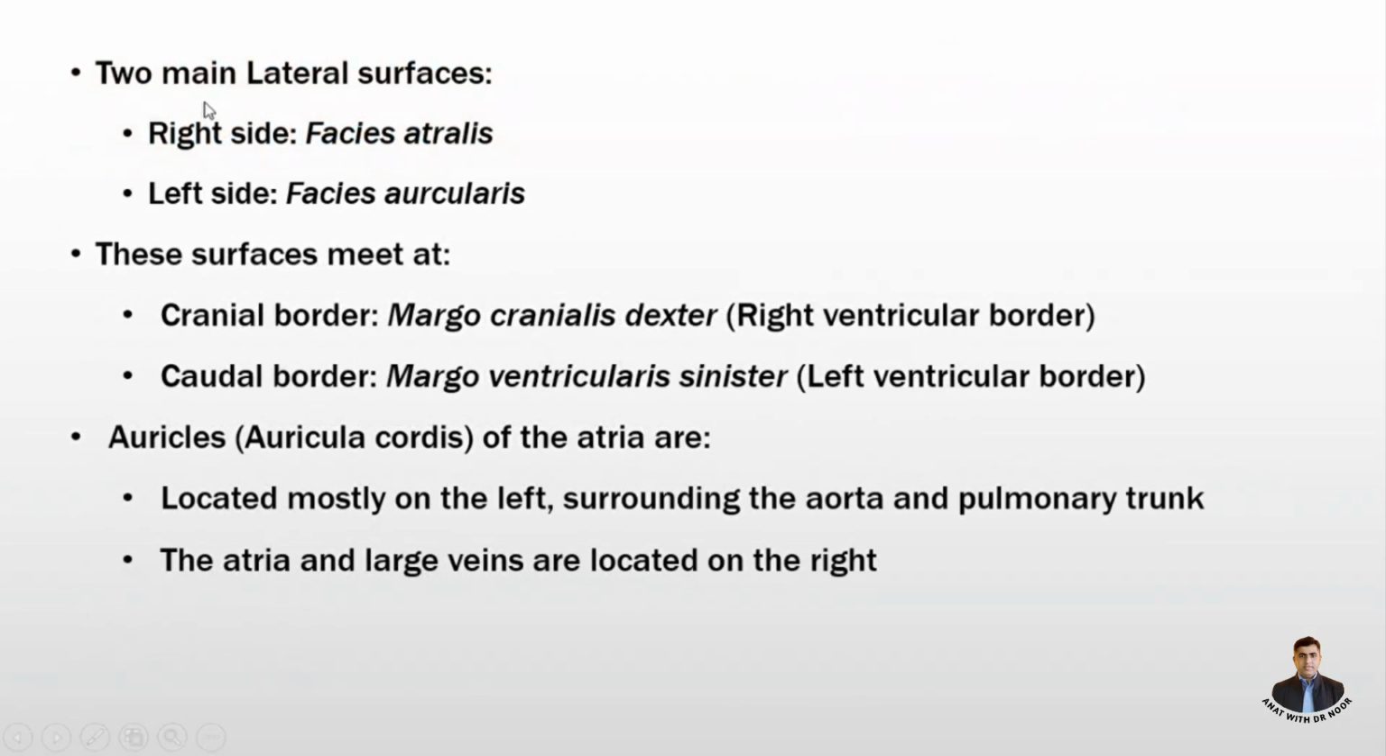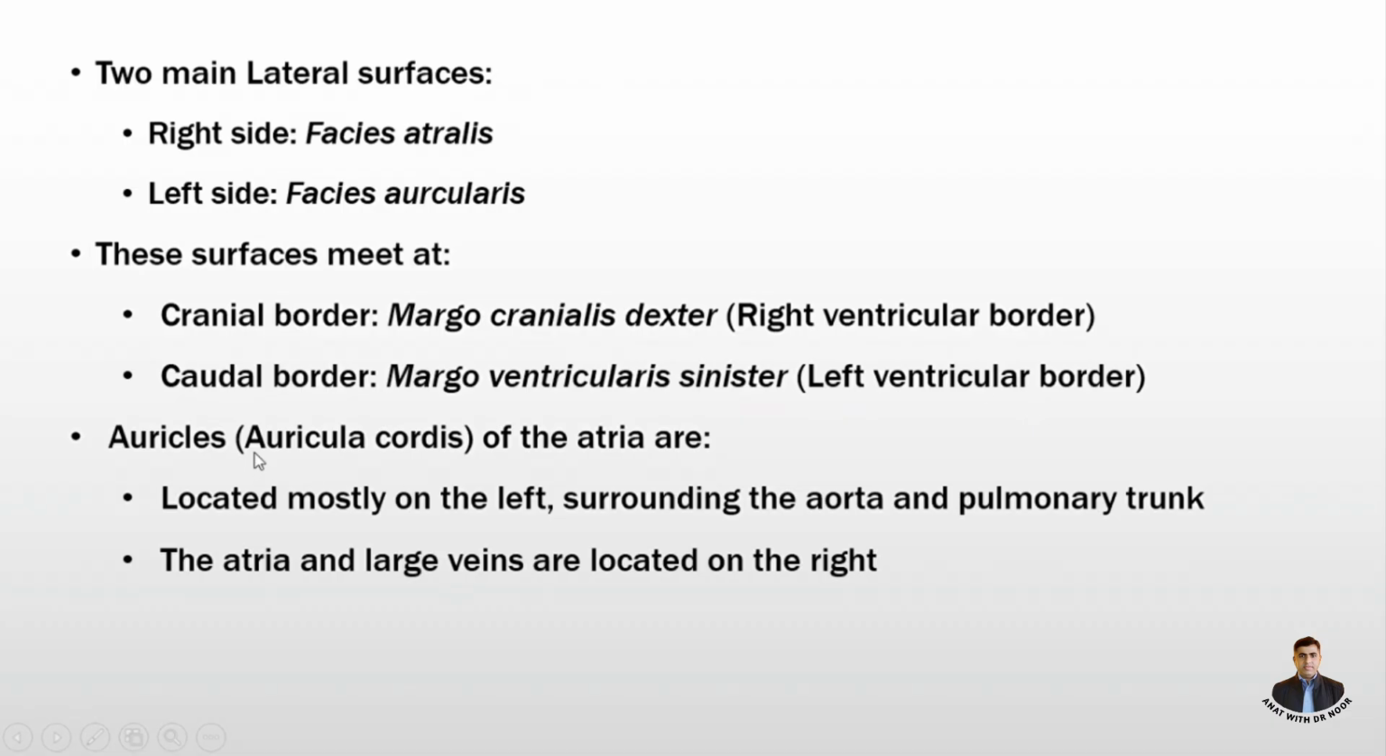There are two main lateral surfaces of the heart, the right side and the left side. The right side faces the atria, the left side faces the auricles. These surfaces meet at the cranial border and caudal border. Cranial border, margo cranialis dexter, right ventricular border, and the caudal border, margo ventricularis sinister, left ventricular border.